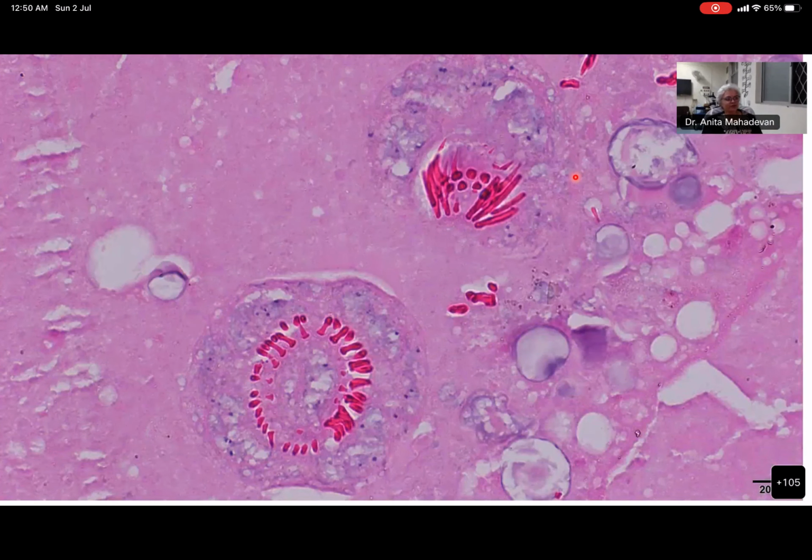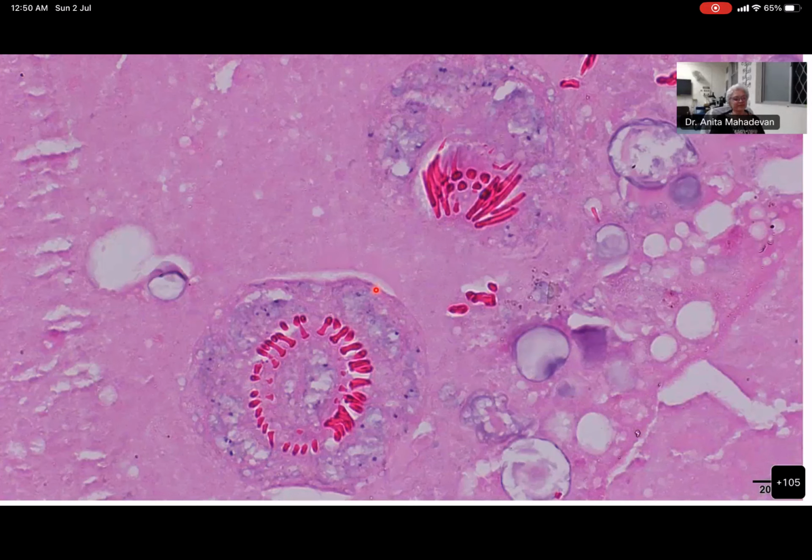Can you see the hooklets here? Yes. Can you tell me what the stain is? Anyone? It's so beautifully seen, those rows of hooklets. It's almost as though it's smiling at you, no? Anyone, what stain is this? Excellent, Priya. Yes, it is a ZN, it's a Ziehl-Neelsen stain.